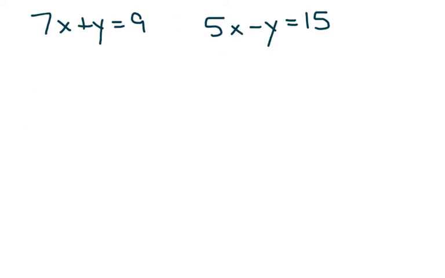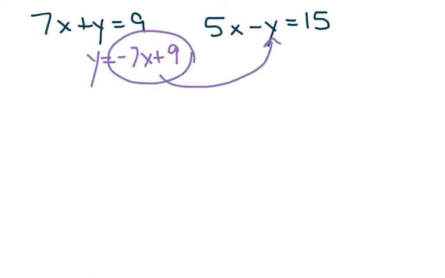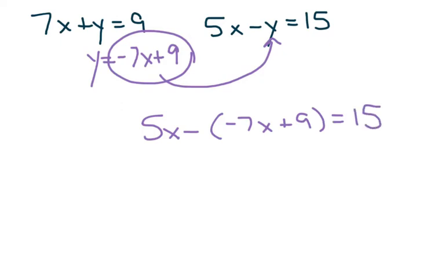The second method we learned for solving systems of equations was called substitution. The way substitution worked was you would solve one of the two equations for one of the variables. So I'm going to solve the first equation for y, and then you would substitute that expression into the other equation in place of the y. So I'm going to plug in the negative 7x plus 9 in place of the y. When you do substitution, one of the two variables goes away. In this particular problem, I would need to distribute the negative, and I would get positive 7x minus 9.